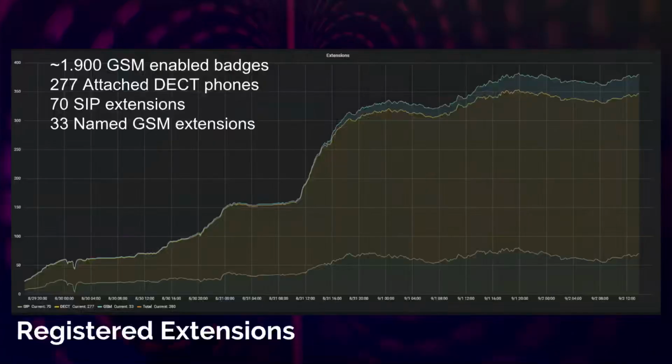So this was what was on the network. We don't know exactly how many GSM devices attached to the network. We know we had 1,900 GSM-enabled devices at some point, but we didn't have great stats on the traffic on there. That could have been literally just one location update, or phones attempting to location update, so people's phones that may have tried to register and been barred or something like that. 277 DECT phones, 70 SIP extensions, and 33 people signed up for a personal SIP number, personal GSM number.